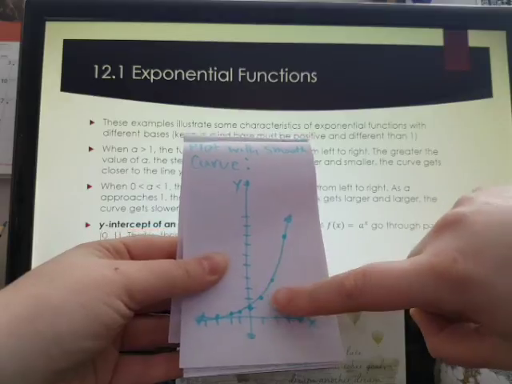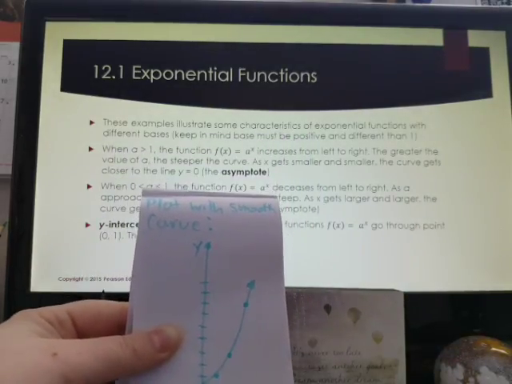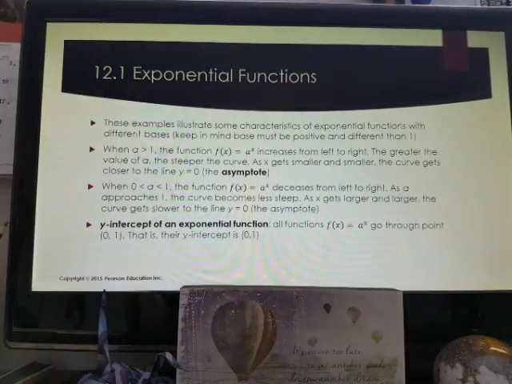The greater the value of a is, so if a was 3 instead, so if it was 3 to the x, the steeper the curve is going to be. So obviously if you think about it logically, if we had 2 to the 1 and 2 to the 2 and 2 to the 3, and instead you replace that with 3 to the 1 and 3 to the 2 and 3 to the 3, well, those are going to be much bigger numbers and they're going to increase a lot more quickly. Instead of having your 2, your 4, and your 8, you're going to end up having your 3, your 9, and your 27. So it's going to increase a lot faster. So therefore the curve is going to become steeper.